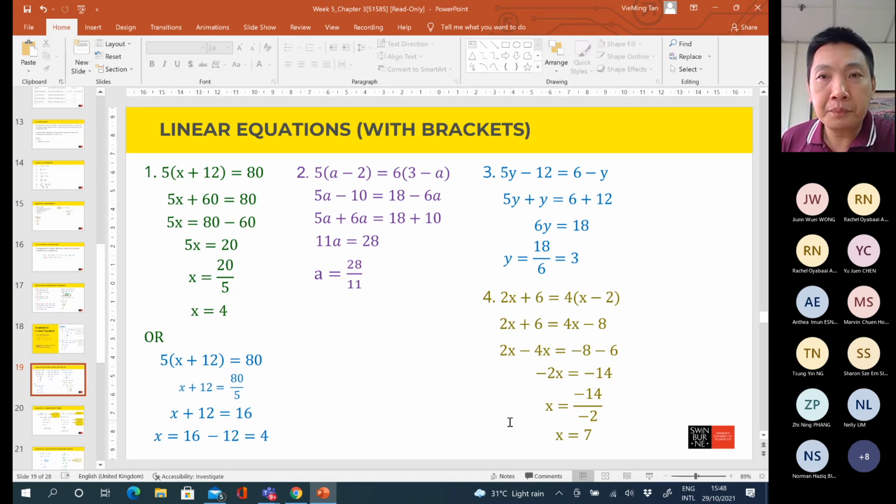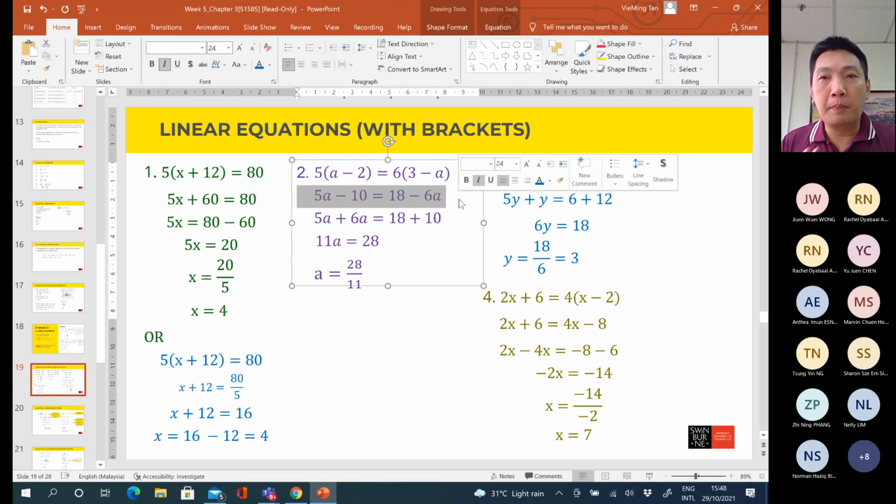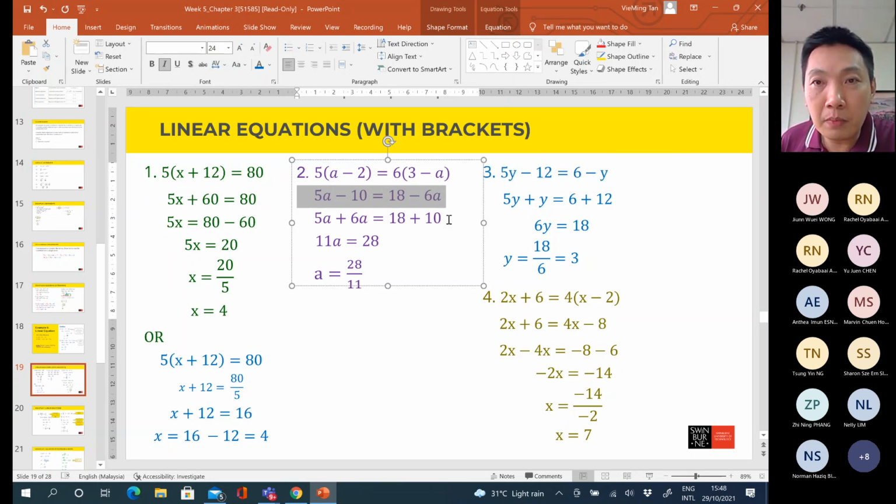Then the next step is you need to put the same variables in one island, and the numbers on the right hand side. So in this case, better move negative 6a to the left, and minus 10 to the right, so that we can combine the similar terms. So 5a plus 6a is equal to 11a. 18 plus 10 is equal to 28.